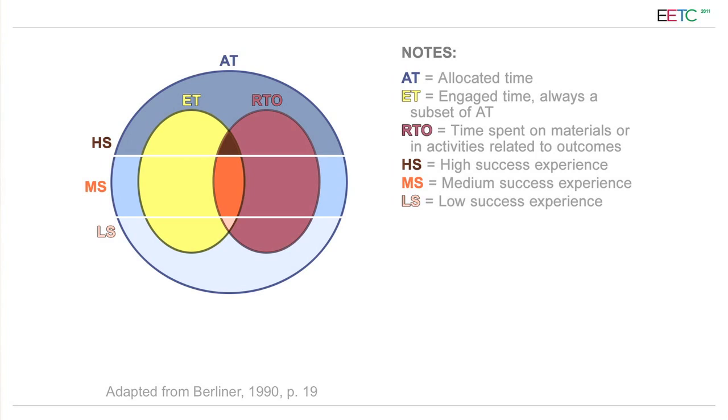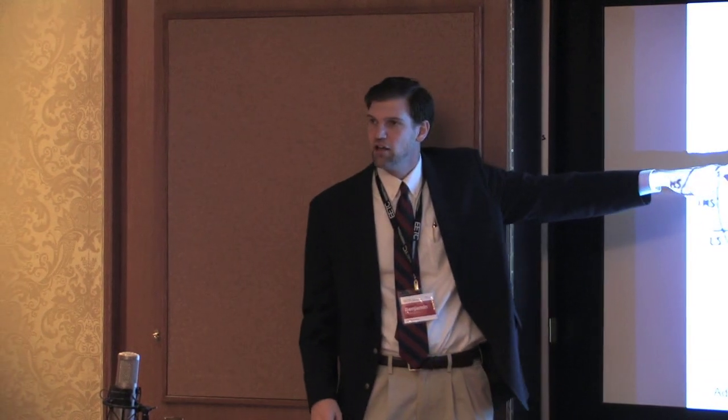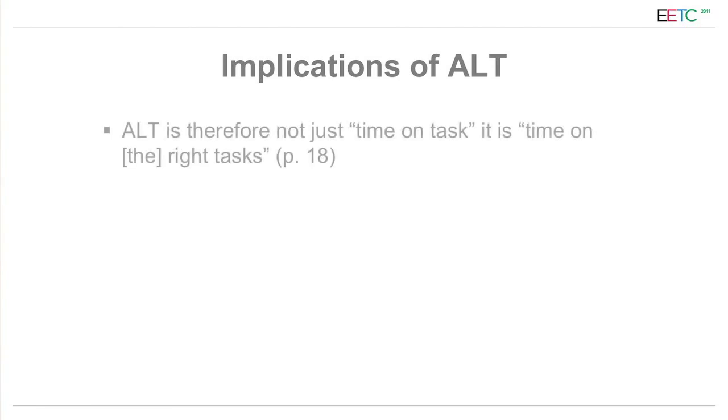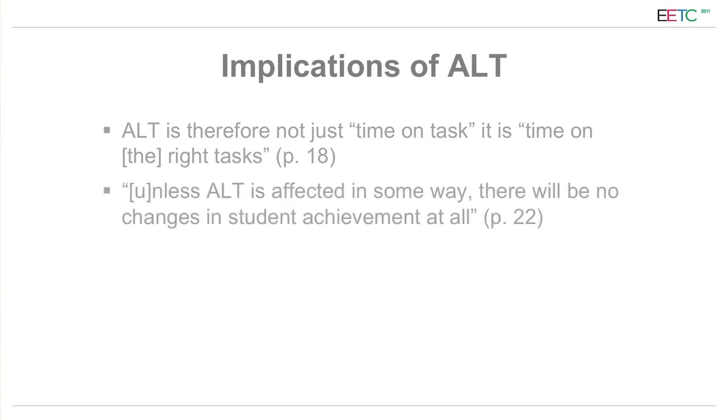For young children, it has to be high success. And I'll talk a little bit more about that in a minute. But children frustrate very easily. And so they will shut down, even if all these other things are being provided. They will simply shut down if they're not being successful enough. And you will lose them. And so, well, there's some implications here. Berliner said, ALT is therefore not just time on task, it is time on the right tasks. And unless ALT is affected in some way, there will be no changes in student achievement at all.